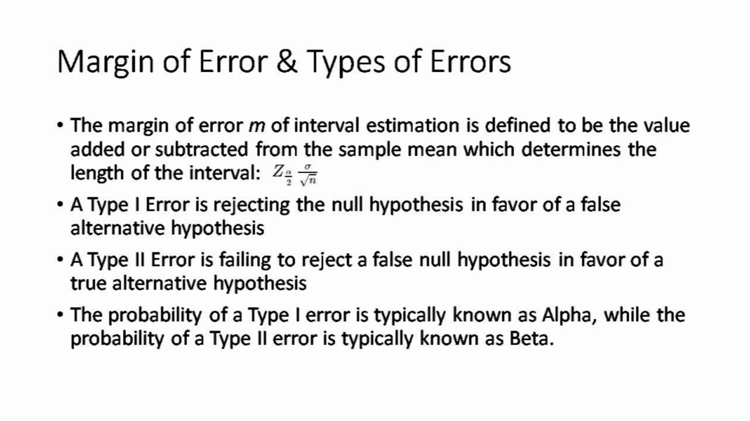So, in a nutshell, type 1 error is rejecting the null hypothesis in favor of a false alternative hypothesis, and type 2 error is failing to reject a false null hypothesis in favor of a true alternative hypothesis. The probability of a type 1 error is typically known as alpha, while the probability of a type 2 error is known as beta.